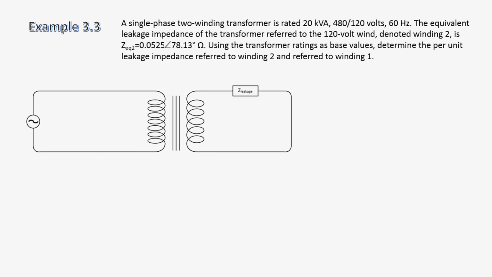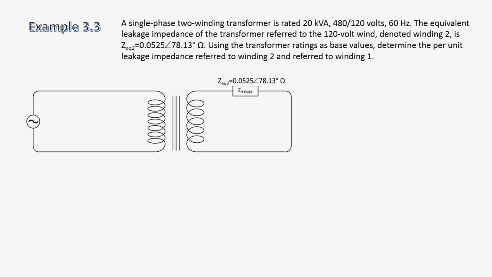Here's an example. A single-phase two-winding transformer is rated at 20 kilovolt amperes, 480 to 120 volts at 60 Hz. The equivalent leakage impedance of the transformer referred to the 120 volt winding, denoted winding 2, is Z equivalent 2 equals 0.0525 at 78.13 degrees ohms. Using the transformer ratings as base values, determine the per unit leakage impedance referred to winding 2 and referred to winding 1. So the first thing we're going to do is label Z equivalent 2.